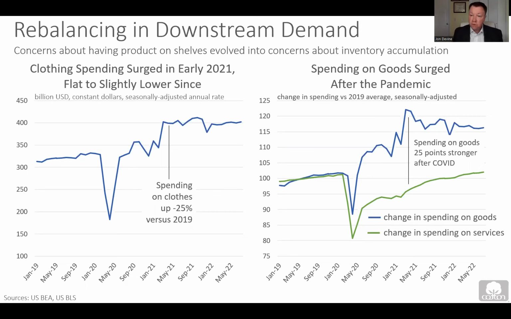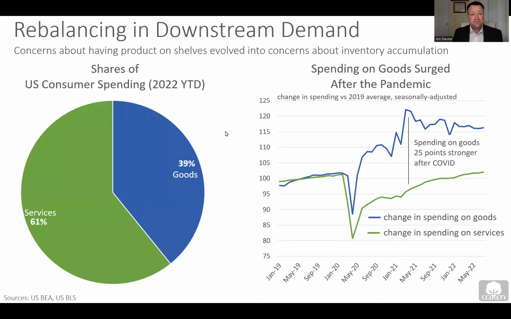But now that the pandemic has been starting to lift, we're seeing some returns back on the service side of spending. If we do see consumers shift their spending back towards the services side, that could mean less dollars going to goods, which could mean some pullback in terms of the spending that we're seeing here on clothing.